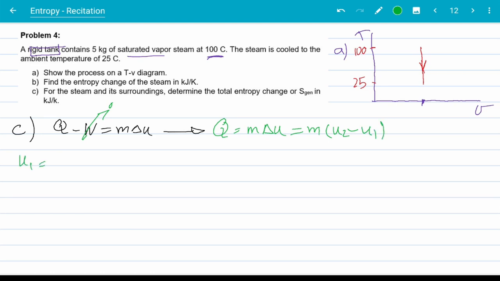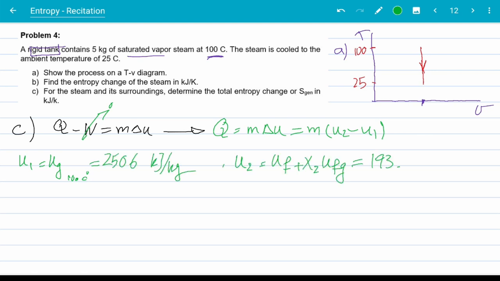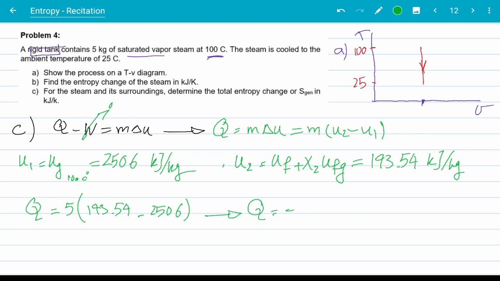u1 is u_g at 100 degrees. So read it from the tables, 2506 kilojoules per kilogram. Okay, so Q, amount of heat transfer, is 5 kilograms times 193.54 minus 2506. You will get Q is minus 11562.3 kilojoules. Now, the minus sign means that the system is losing the heat.